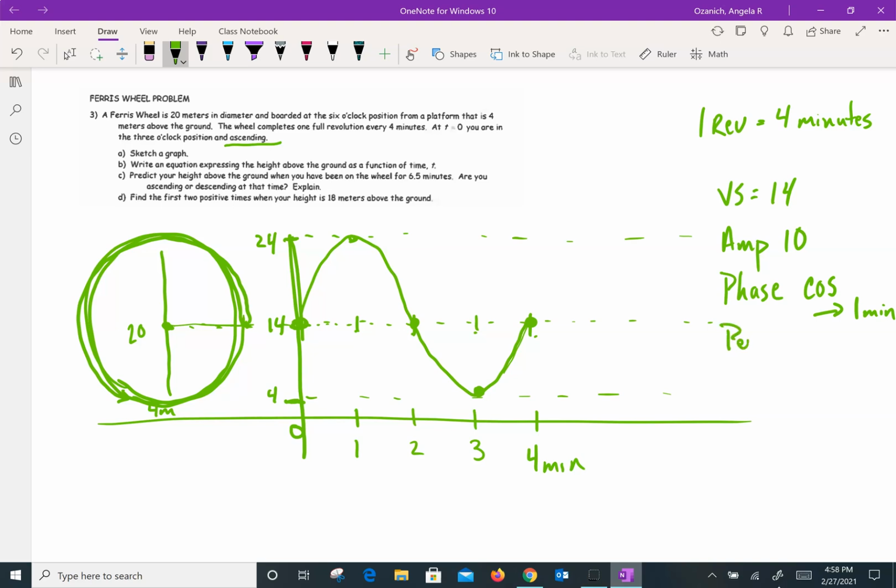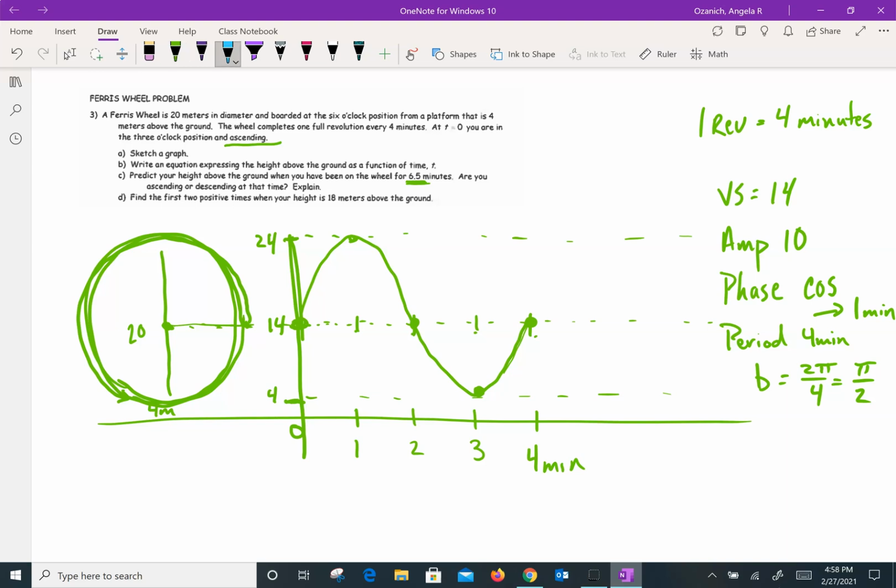The period. We know the period of the function is 4 minutes, which means our b value is going to be 2 pi divided by 4, or pi over 2. Okay, so let's put this all together and write an equation, and then we can maybe look at this 6.5 minute mark and see what we think is happening.